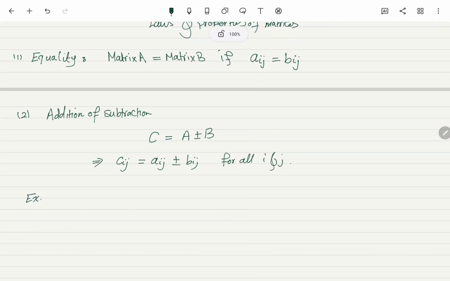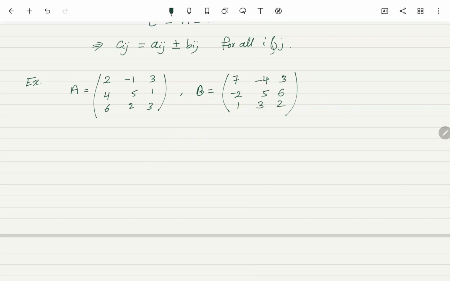Example, if A is a matrix, this one here, and B is a matrix, this one here. Now, as we can see here, A is 3 by 3 and B is 3 by 3. The question is find A plus B and find B minus A. Now, let's start with addition. So A plus B, to perform the addition in this one here, we actually add every single element of matrix A with every single element of matrix B.